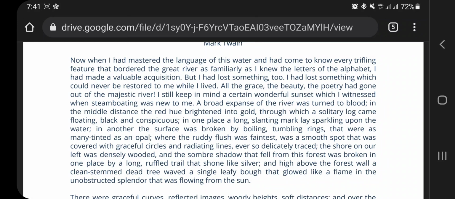Where the ruddy flush was faintest was a smooth spot that was covered with graceful circles and radiating lines ever so delicately traced. The shore on our left was densely wooded, and the somber shadow that fell from this forest was broken in one place by a long, ruffled trail that shone like silver, and high above the forest wall, a clean-stemmed dead tree waved a single leafy bough that glowed like a flame in the unobstructed splendor that was flowing from the sun.